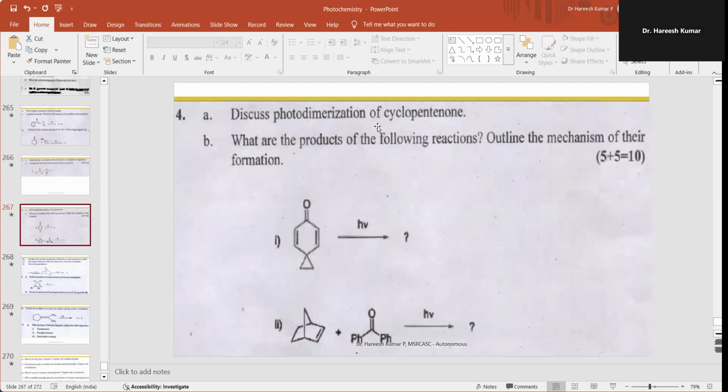In the next slide, I will take the photodimerization of cyclopentanone. Photodimerization means how cyclopentanone is converted into a tricyclic moiety, more particularly cyclobutane derivatives. That one you will do. Right. Then write the products in the following reaction, outline the mechanism. This is again pi bond migration. Okay, pi bond migration. This one you can write the mechanism. This is again the Paterno-Büchi reaction.